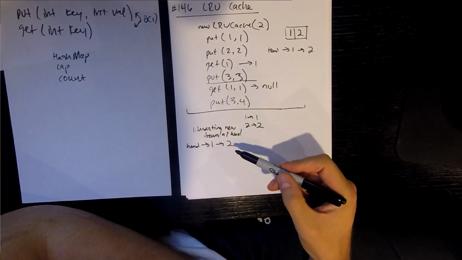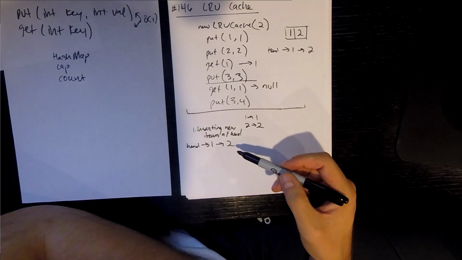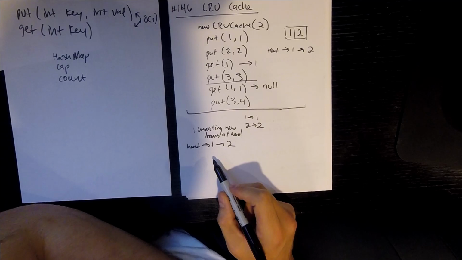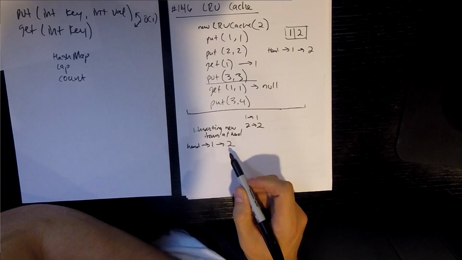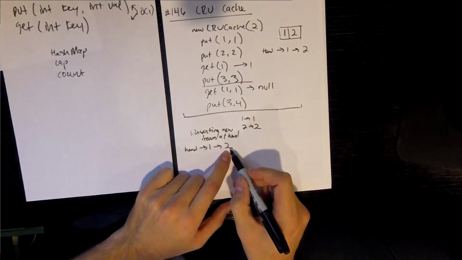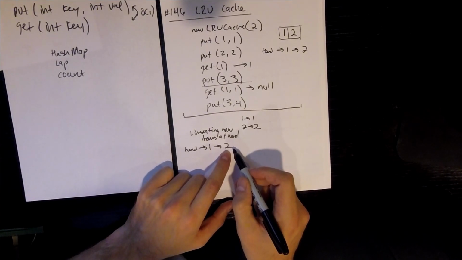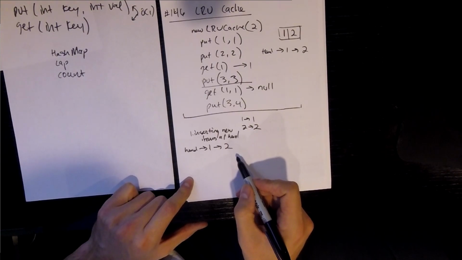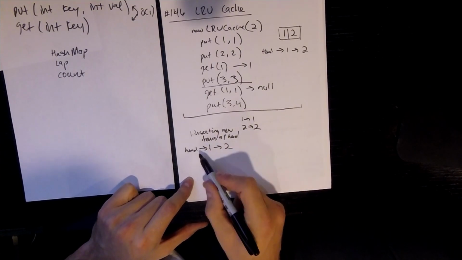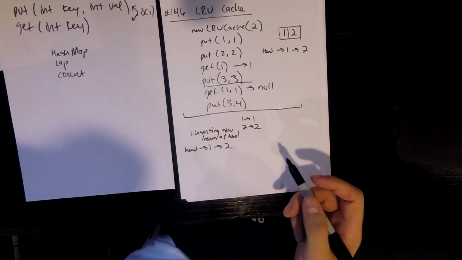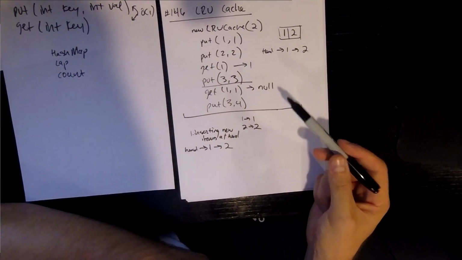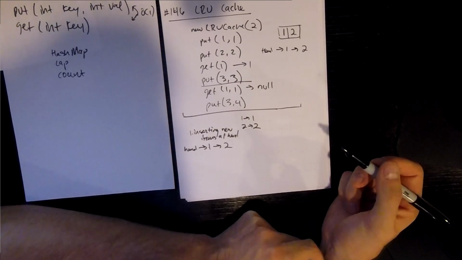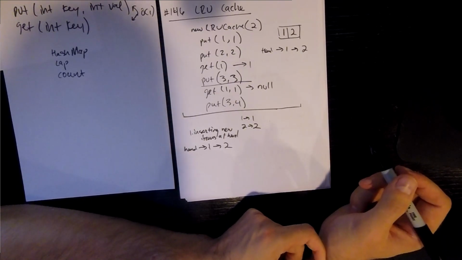Well, for a get, for example, we'd potentially have to go through the whole list. So say we said get 2. Then we potentially have to go through the entire list and move that to the head. So that would make the get operation O of capacity runtime. So that's not great.